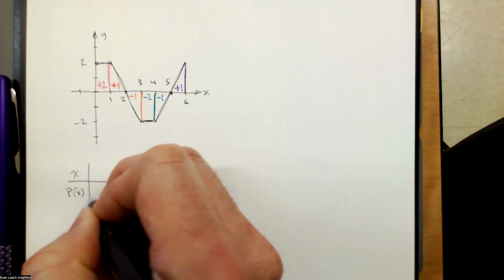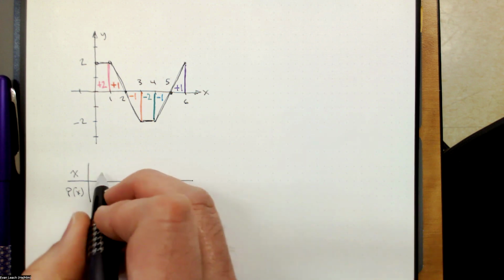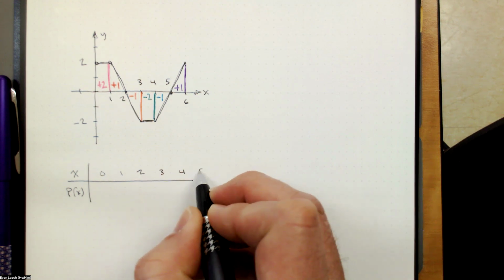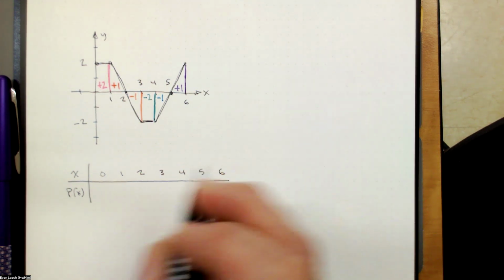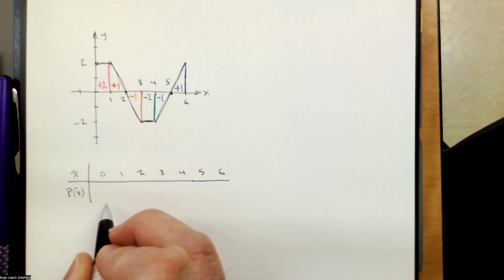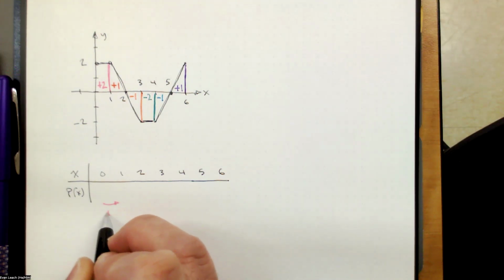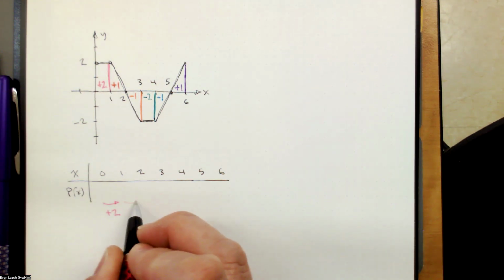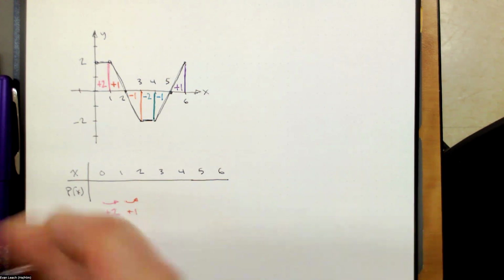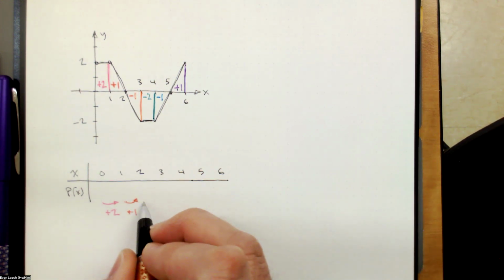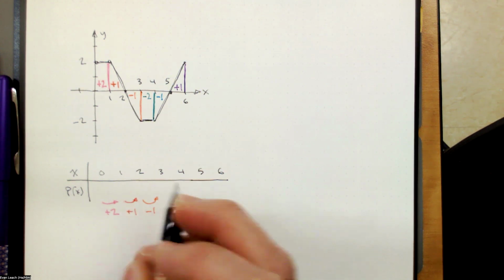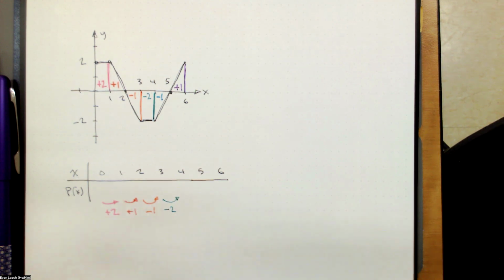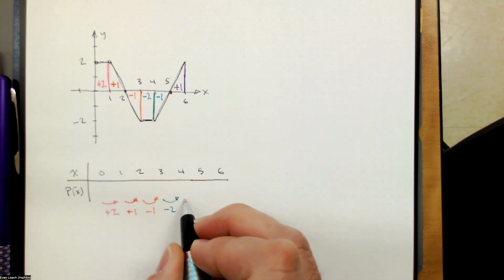The other important thing to remember is that these areas represent changes, not values in the function. So from 0 to 1, we'll see an increase of 2. From 1 to 2, we'll see an increase of 1. From 2 to 3, a decrease of 1. From 3 to 4, a decrease of 2. From 4 to 5, a decrease of 1.